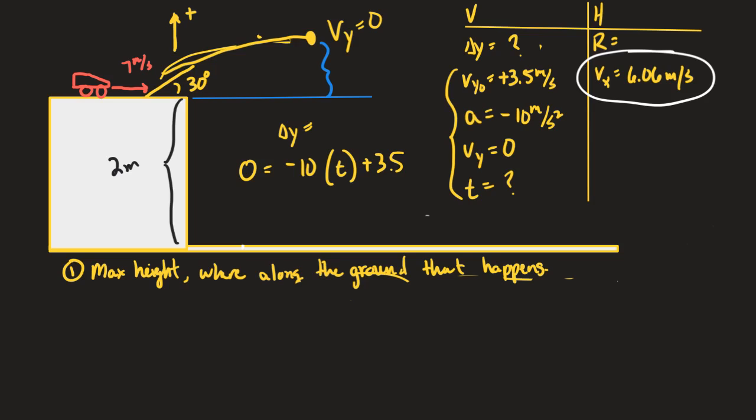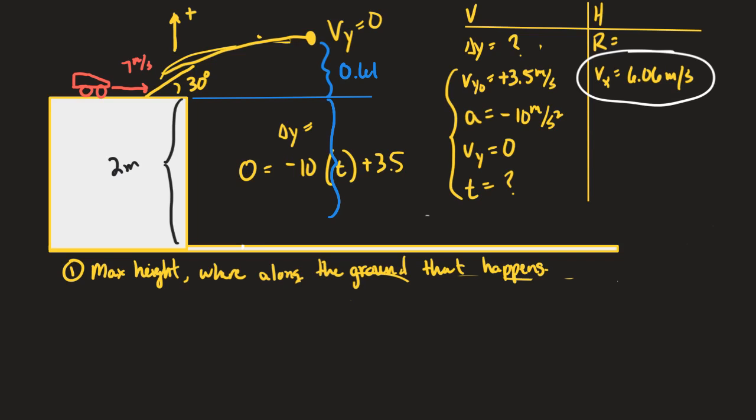I got 0.6125. 0.61. And so, Dylan, you had already added the 2 meters to that. So when you asked how high it is above the ground, you need to know what delta y is actually providing you, which is just the displacement.